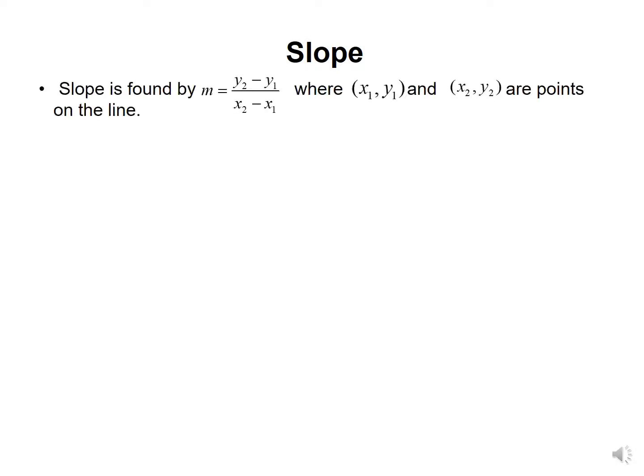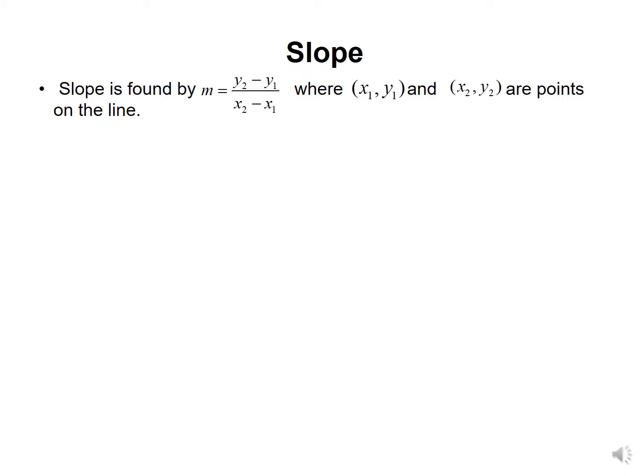Section 2.2, we're going to be looking at equations of lines. Slope is a big indicator when we're dealing with lines. It's found with the formula m equals y2 minus y1 divided by x2 minus x1. Now m is the letter we use to represent slope.